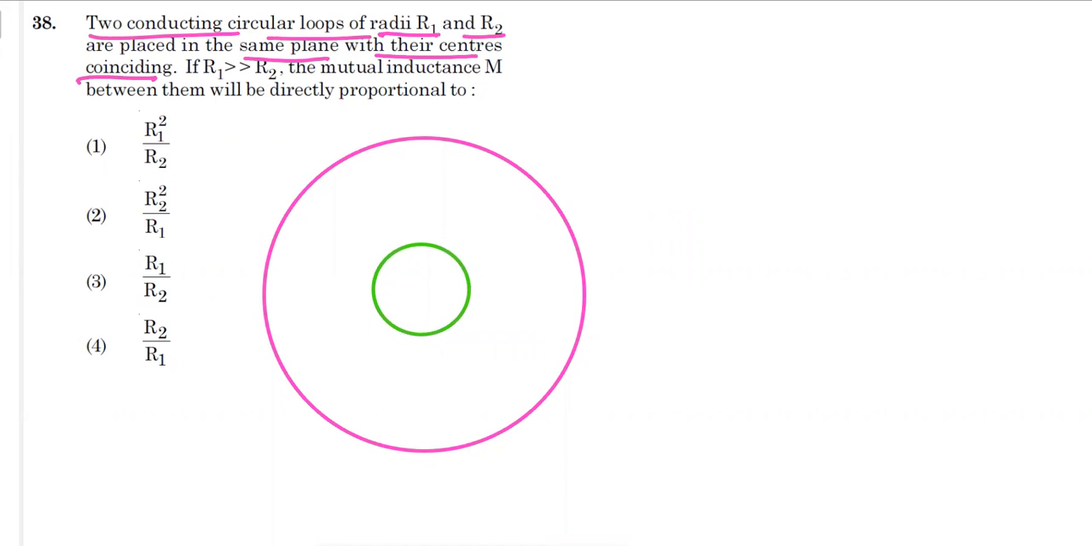So what we have here: this is of radius r1 and this is of radius r2. This term is big, this term is small. So this is r2, this is r1. Now what we have to find is, this is r1, this is r2, and they have said r1 is very much greater than r2.